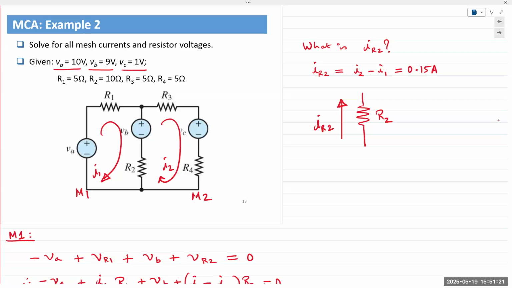All right, questions? The procedure makes sense? Do the steps make sense? Any questions? Okay. Yes. So the question being asked is if I1 was greater, would it be flowing down? The answer is yes.